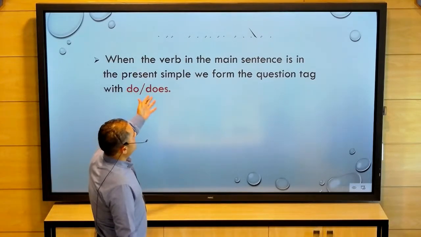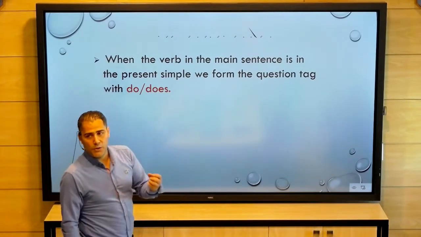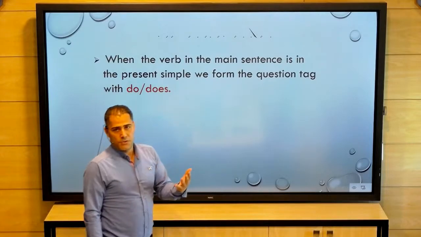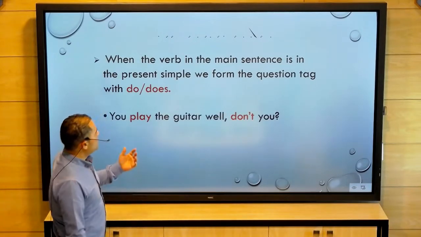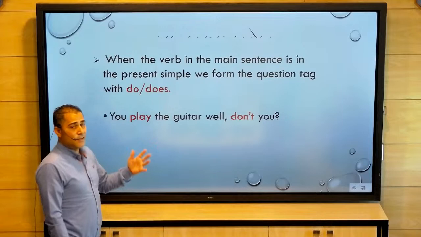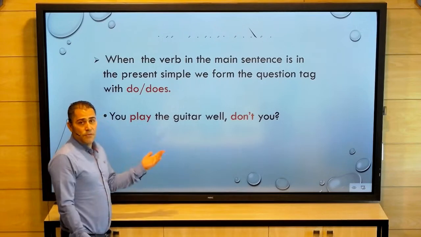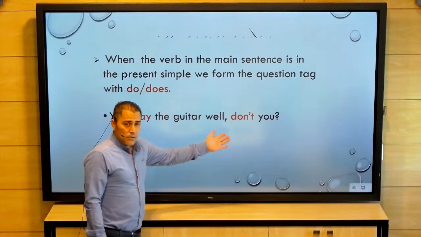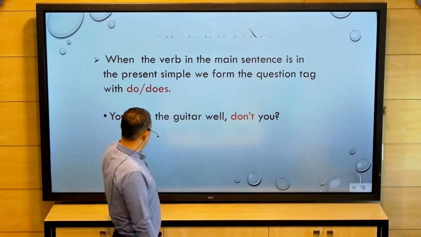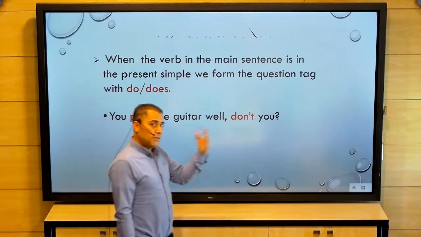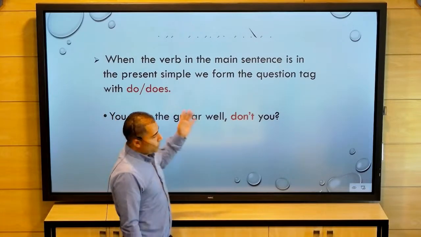Here with the present simple, we form the question tag with the verb do or does. We know that do comes with I, we, you, they, and does with the third person: he, she, and it. Let's see some examples to make the idea clear. You play the guitar well. As you can see, we don't have an auxiliary or a modal verb. We have the verb play, which is a main verb. So in order to make the question tag, we need to put our helping verb, which in this case is do, in the negative form because play is positive. So: you play the guitar well, don't you?